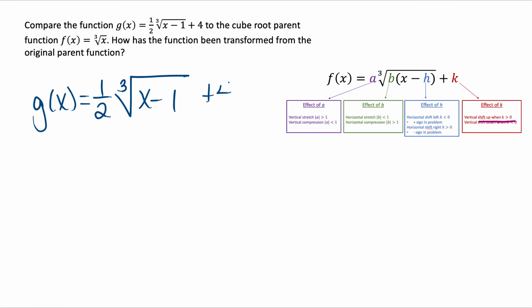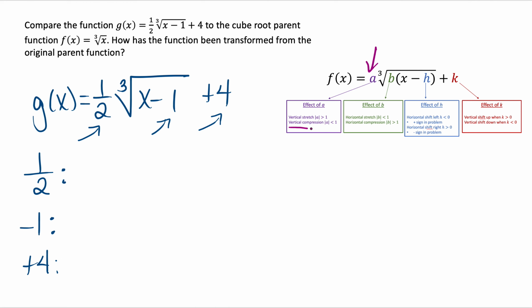When we do this, we want to figure out what the new numbers being added into our equation are. We have this 1/2, we have a minus 1, and we have a plus 4. We're going to figure out what each of these will do to the graph. We're going to use this chart that's in your study guide to help me figure out what's going on. So 1/2 is a value of a, so this tells me that it's going to be a vertical compression when a is less than 1. 1/2 is less than 1, so that is going to create a vertical compression.